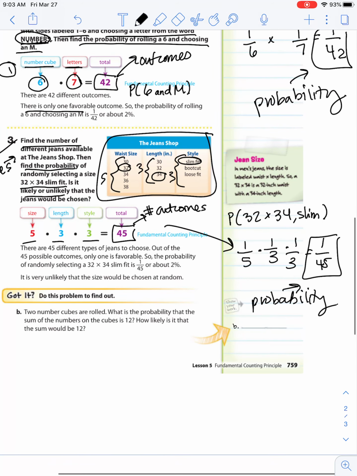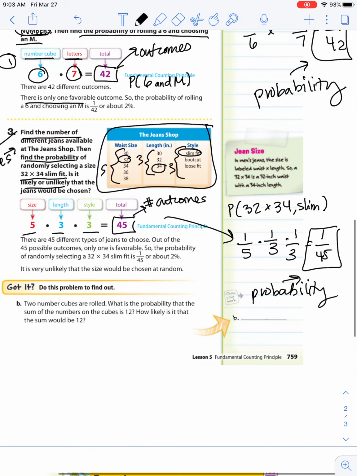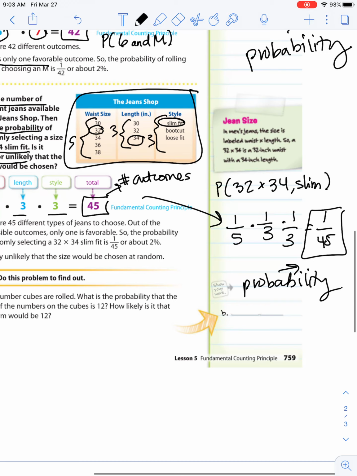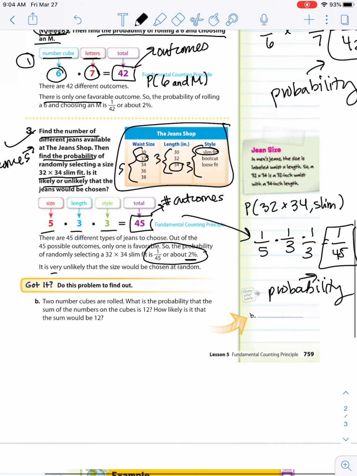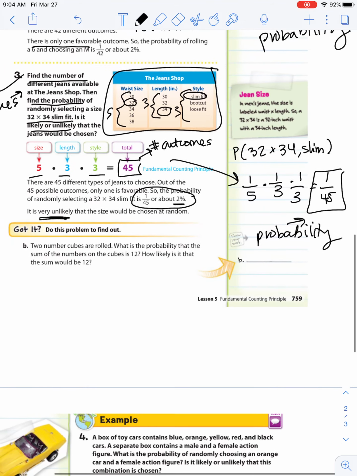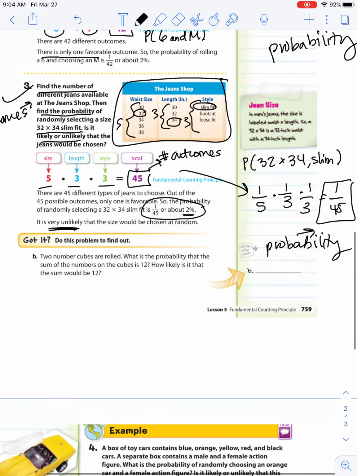And then it's asking, is it likely or unlikely? To figure that out, it's easier to think of it in terms of a percent. So right here it says that 1 out of 45 is about 2%. So 2% is very unlikely that it'll happen. So when we're talking about how likely things are, usually it's like, here, I'll write it down here.